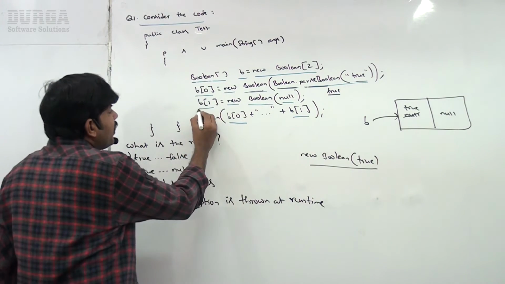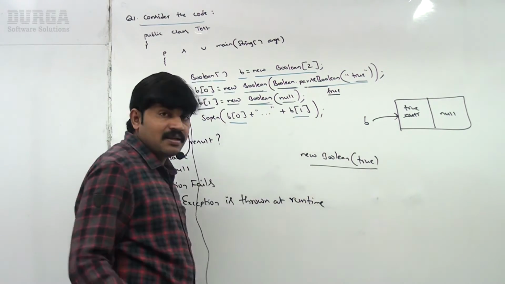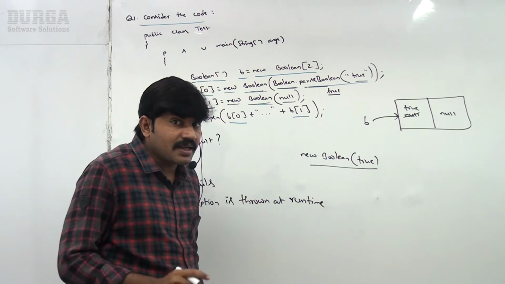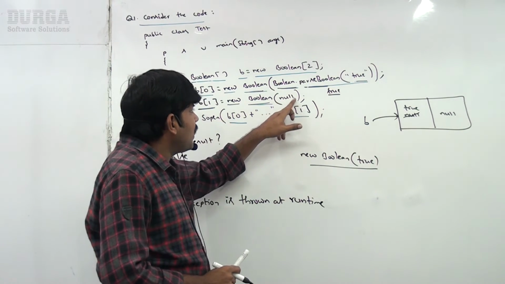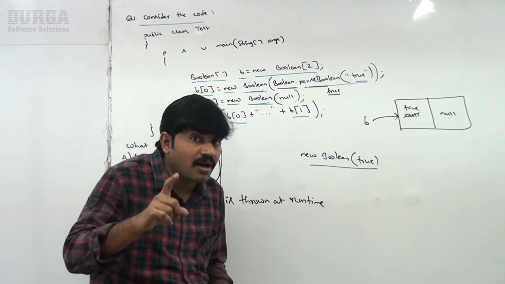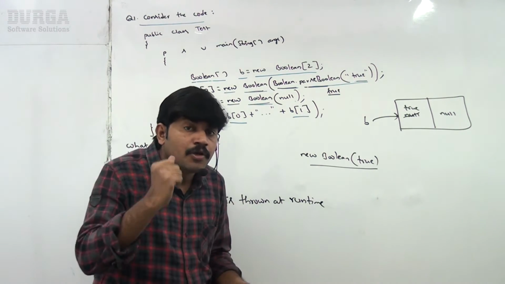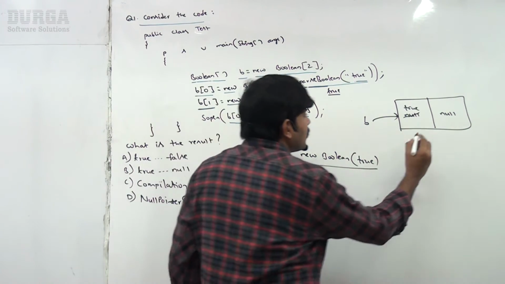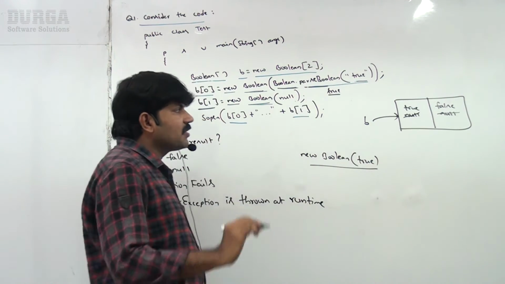Next, b[1] = new Boolean(null). The Boolean class also contains a constructor with a String argument. If you are passing null, it is always going to be considered as false only. So a Boolean object will be created with the value false. Remember, false it is.